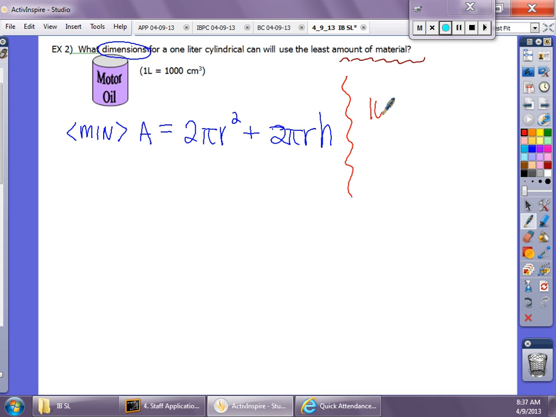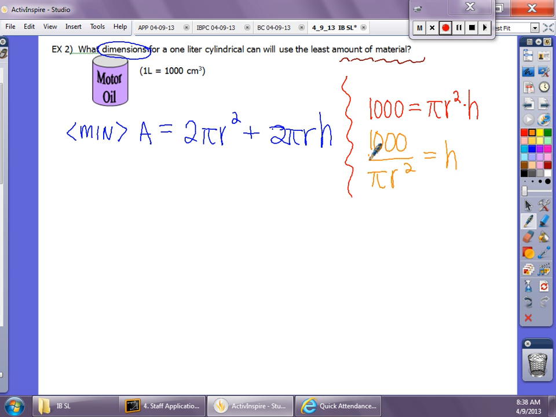So my volume, which is 1,000, the volume of a cylinder, area of the base, pi r squared, multiplied by h. Okay? So what do I want to do with this guy over here? What should I do? Substitute it, solve for what? H. Please don't solve for r. Please. That is not the smart way to go.